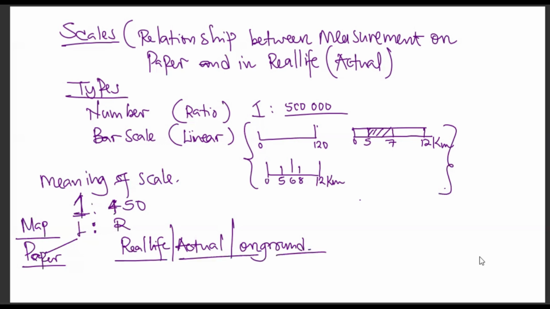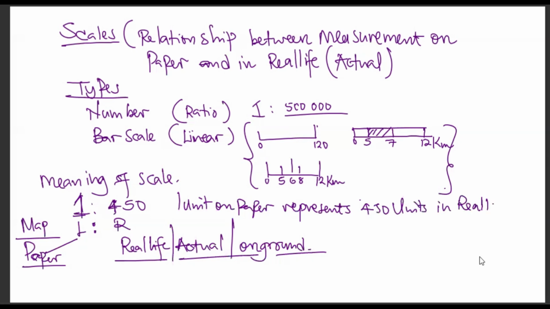So the meaning of the scale, for example, the meaning of this scale here, we shall say 1 unit on paper represents 450 units in real life. The reason why I'm using units is because don't mess up.